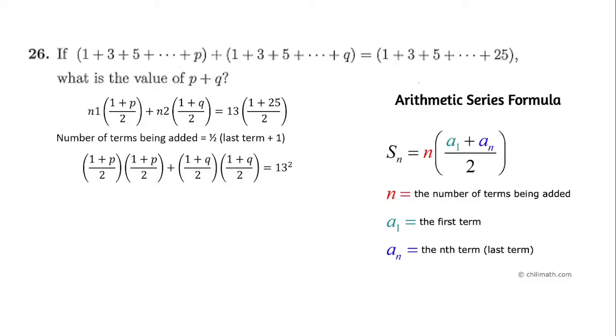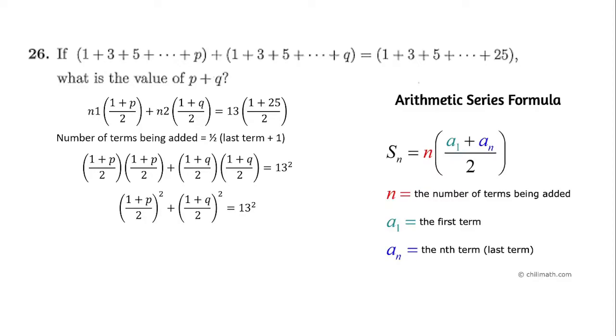Now n is the number of terms being added. So since we're adding from 1 to n, the number of terms is going to be the last term plus 1 divided by 2. So if we replace that in, these are actually the same thing being times together, so we can square these.